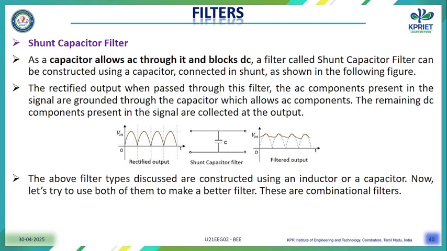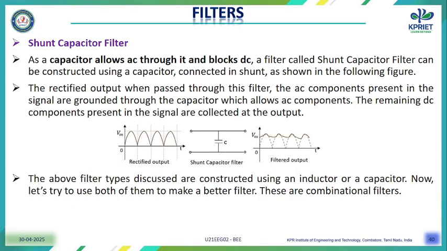Shunt capacitor filter. As a capacitor allows AC through it and blocks DC, a filter called the shunt capacitor filter can be constructed using a capacitor connected in shunt. As shown in the following diagram, you can see the capacitor connected across the load. When the rectified output is passed through the filter, the AC components present in the signal are grounded through the capacitor, which allows the AC component. The remaining DC components present in the signal are collected at the output.